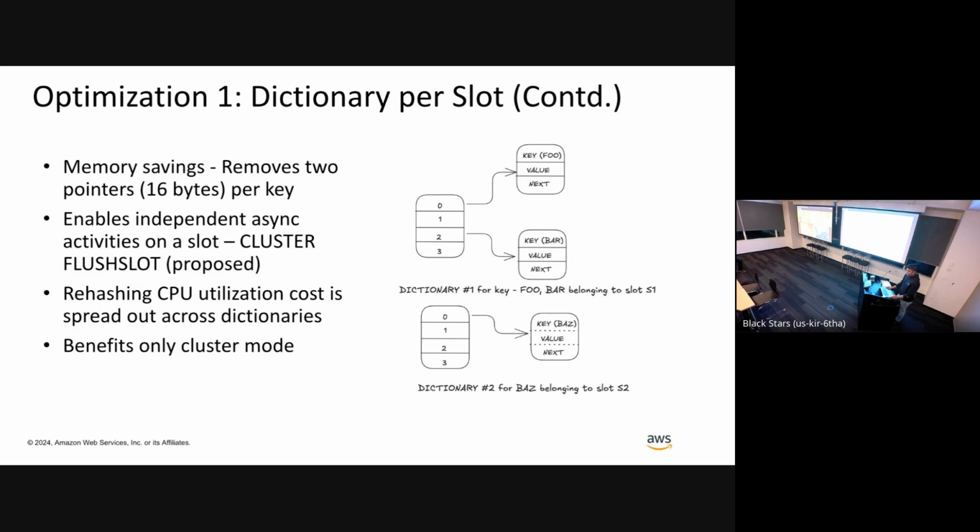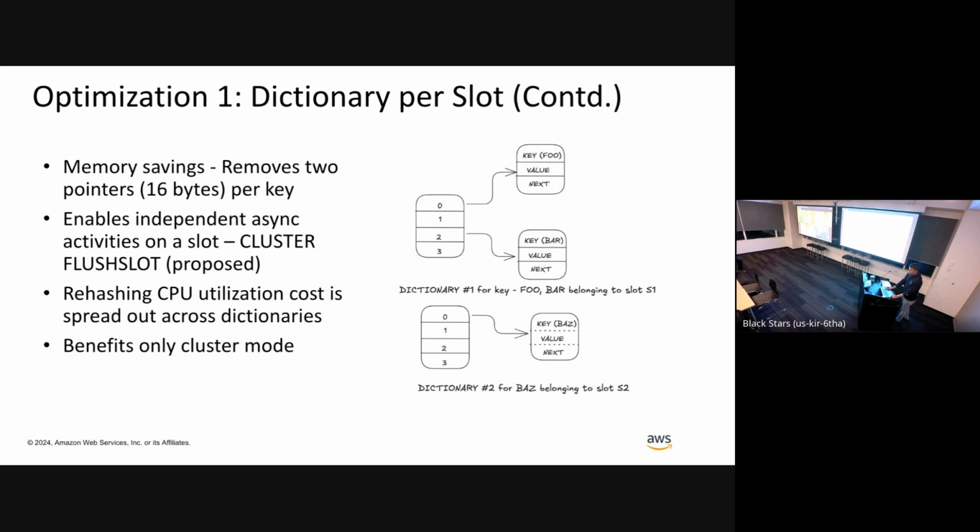The other aspect which has shown a good outcome is rehashing. For the entire big dictionary which used to exist in 7.2, we would need to move all the keys when the dictionary needs to be expanded. With this change, your hot slots expand on their own, so it doesn't need to copy through all of the data set which exists in the entire node. Only the slots which are going through these changes will be impacted. And like I mentioned, this change is only applicable to cluster mode because the slot to key mapping doesn't need to exist in standalone mode.